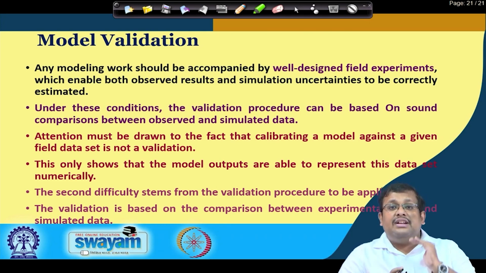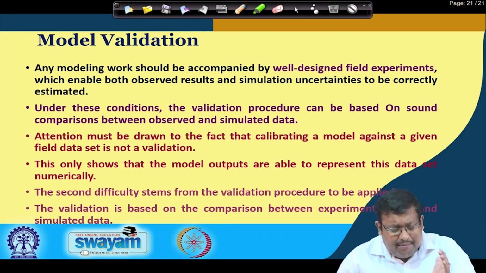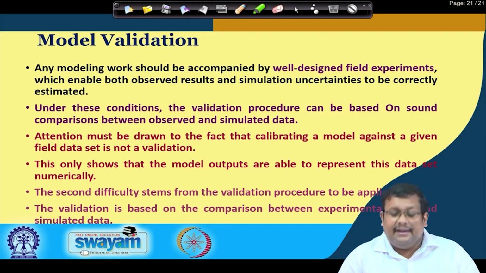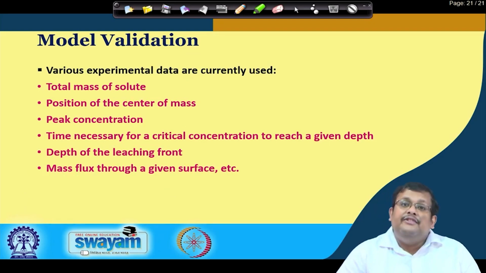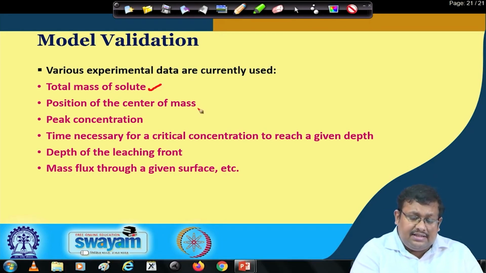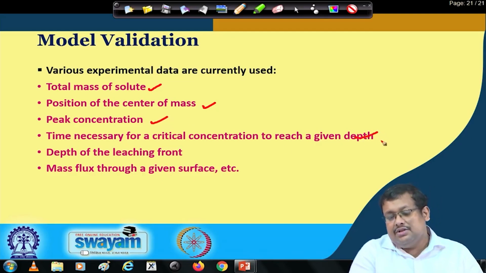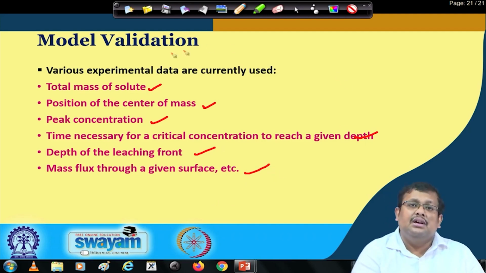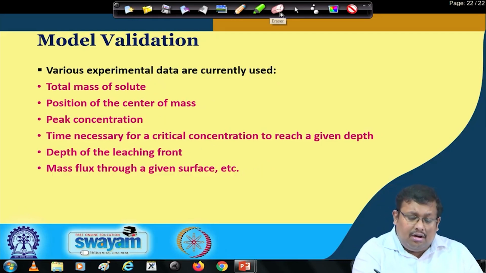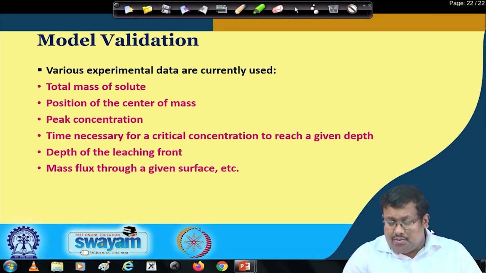Now, the second difficulty stems from the validation procedure to be applied. Now, the validation is based on the comparison between experimental data and the simulated data. Now, various experimental data are currently generally used. For example, total mass of the solute is important, position of the center of the mass is important, then peak concentration, time necessary for a critical concentration to reach a given depth, then depth of the leaching front, then mass flux through a given surface, etc. All these are important data for model validation of a pollutant fate transport.